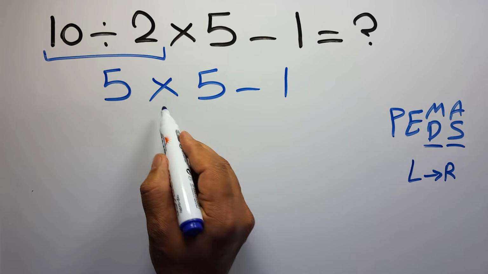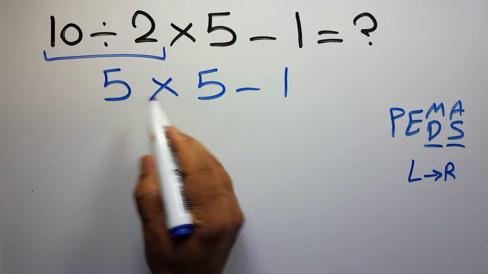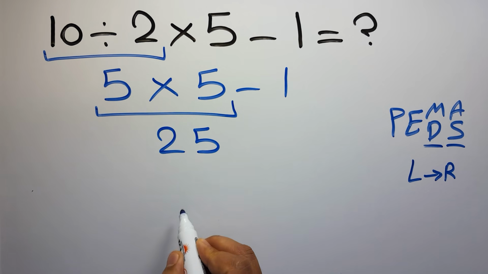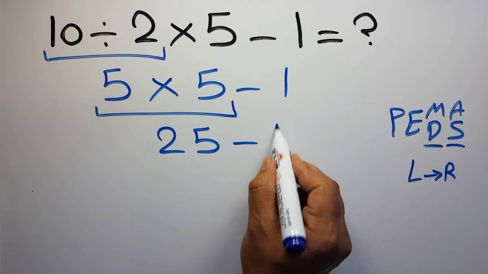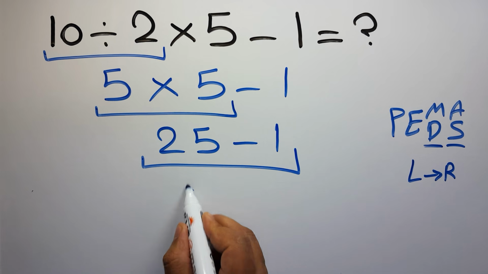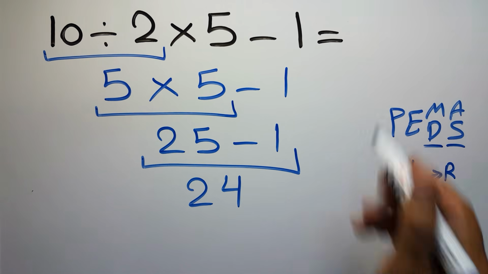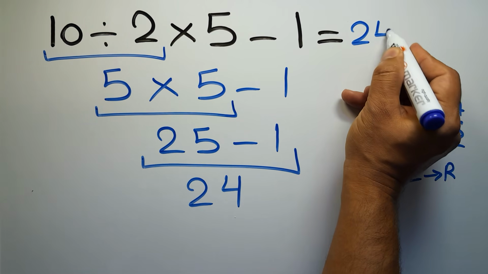So here, first we have to do this multiplication. 5 times 5 gives us 25. So we have 25 minus 1, which equals 24. And this is our final answer to this problem. The correct answer is 24.